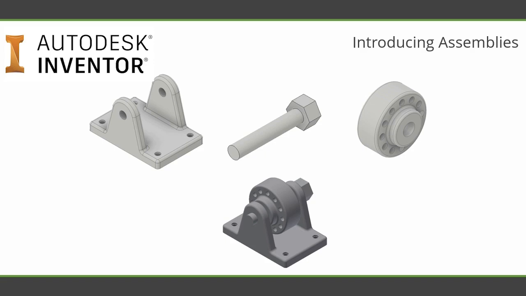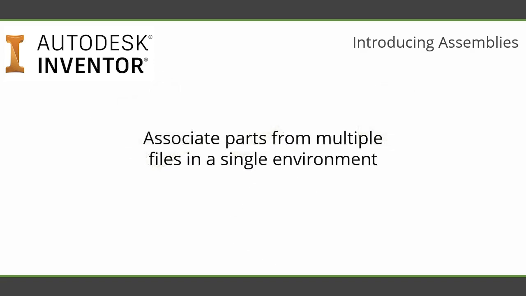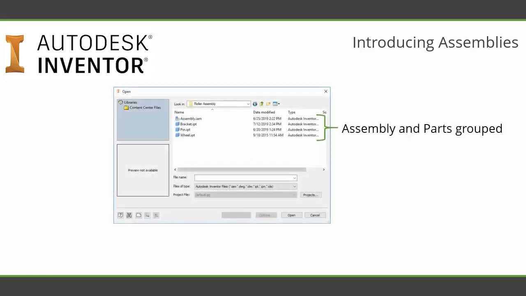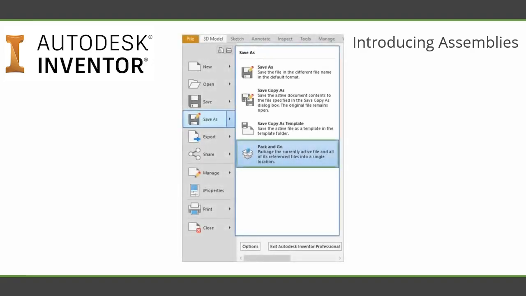Since assemblies are primarily used to associate parts from multiple files in a single environment, it is very important that the parts and assembly files stay grouped relative to each other. This is because the assembly file looks for the part every time it opens. So if the part isn't there, then it can't be loaded into an assembly. Everything can be moved as a group though, as long as the same relative location, such as the assembly being in the same location as a folder with all its parts, is maintained. And you can use Inventor's Pack and Go command to quickly pull together files that can be sent as a group.